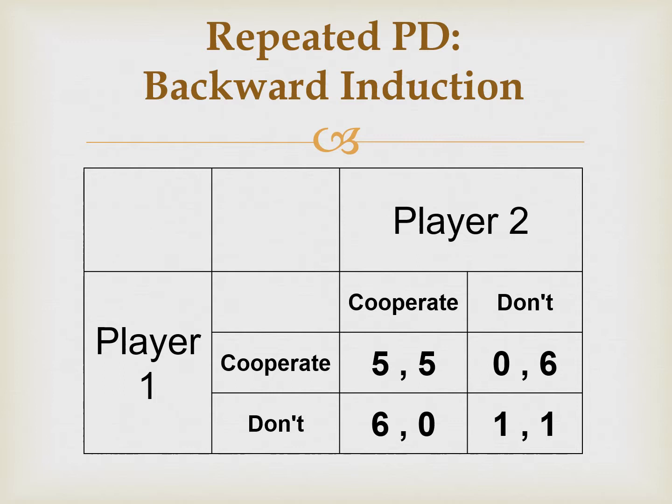Now, because we're both going to cheat in round 99, because we're both going to cheat in round 100, we can go back to round 98. In round 98, can we sustain any level of cooperation by doing something other than just playing our strictly dominant strategies? And the answer is once again, no. We can't say, hey, let's cooperate in round 98, and if you do that, then we'll cooperate in round 99. Why? Because in round 99, there is no reason for you to cooperate, because in round 100, there's no reason for you to cooperate.